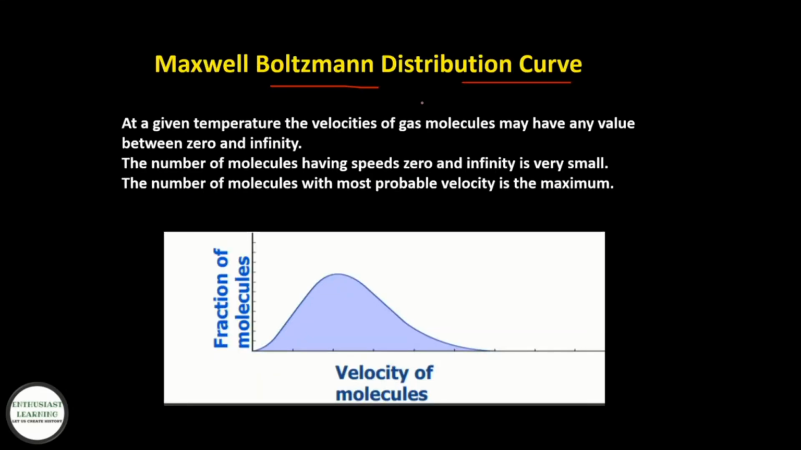Maxwell-Boltzmann distribution curve. At a given temperature, the velocities of gas molecules may have any value between 0 and infinity. The number of molecules having speed 0 and infinity is very small. The number of molecules with most probable velocity is the maximum.